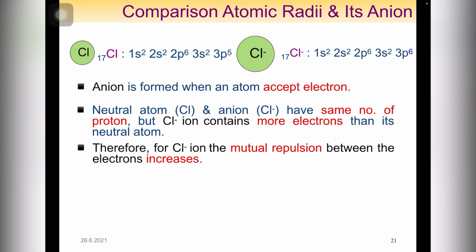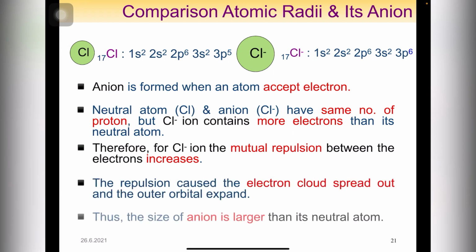So when more repulsions occur in the Cl- ion, that's why the attraction between the nucleus and the outer electrons becomes weaker. So that's why the size of the ion is larger compared to its neutral atom. Okay, so you can also use this term: the repulsion causes the electron cloud to spread out and the outer orbital to expand.